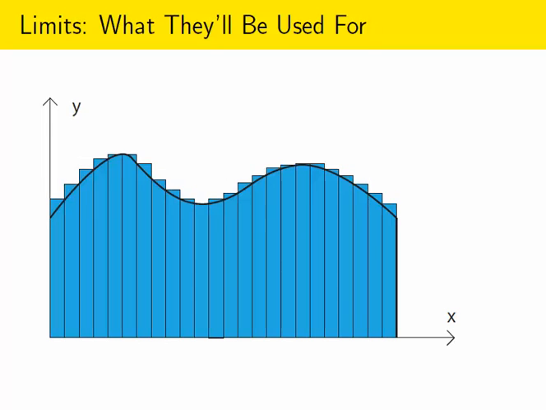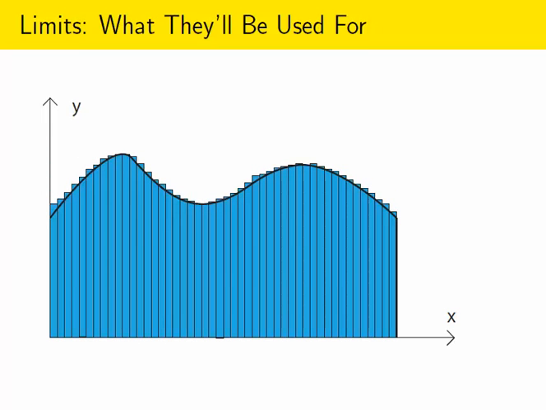And as I use more and more rectangles, notice that the widths are getting closer to 0. So in order to find the exact area under this curve, what I really need to be able to answer is the following question. What will the total area of the rectangles approach as the width of the rectangles gets closer to 0? That's exactly the kind of question limits are designed to answer.